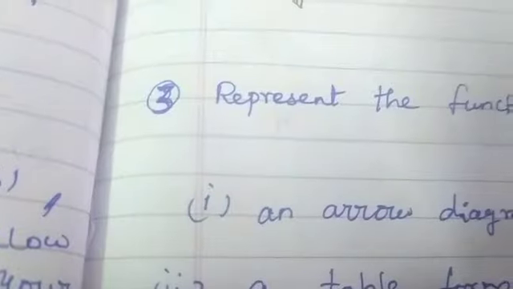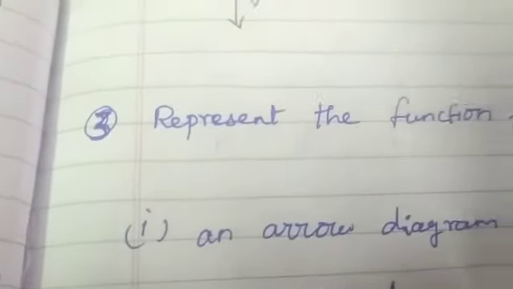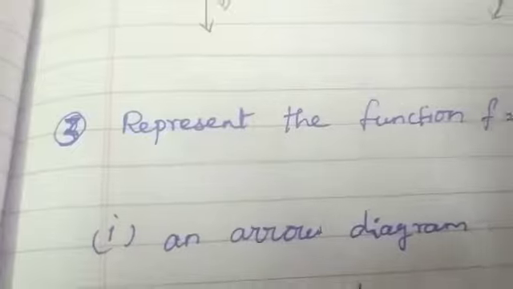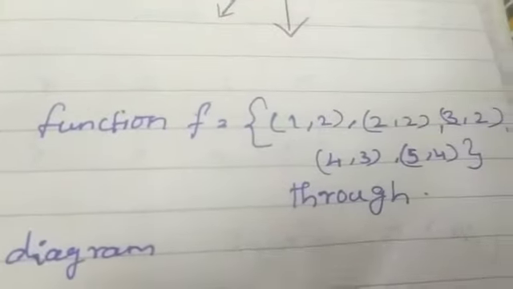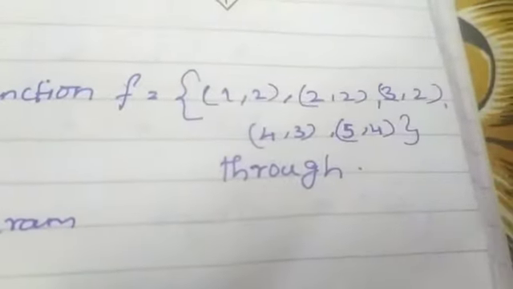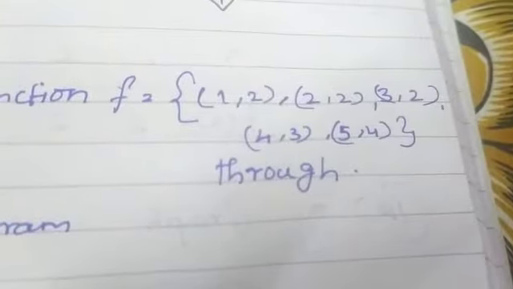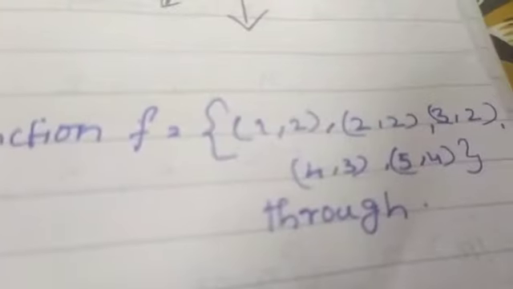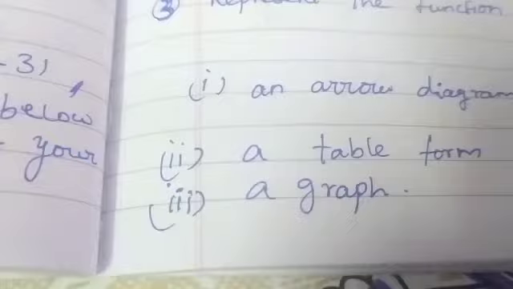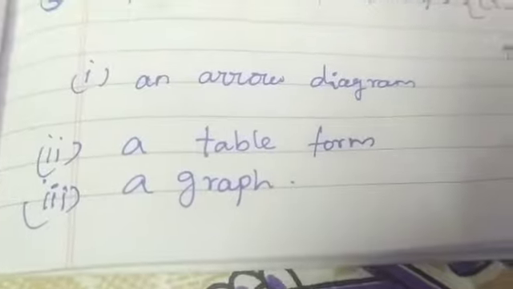So in this question you can see graph 1 and graph 3 will not be considered as a function, but graph 2 and graph 4 can be considered as a function. So already we have given the second question as homework. Now we are going to the third one. Represent the function f equal to {(1, 2), (2, 2), (3, 2), (4, 3), (5, 4)}. First part an arrow diagram, second part a table form, third part a graph.